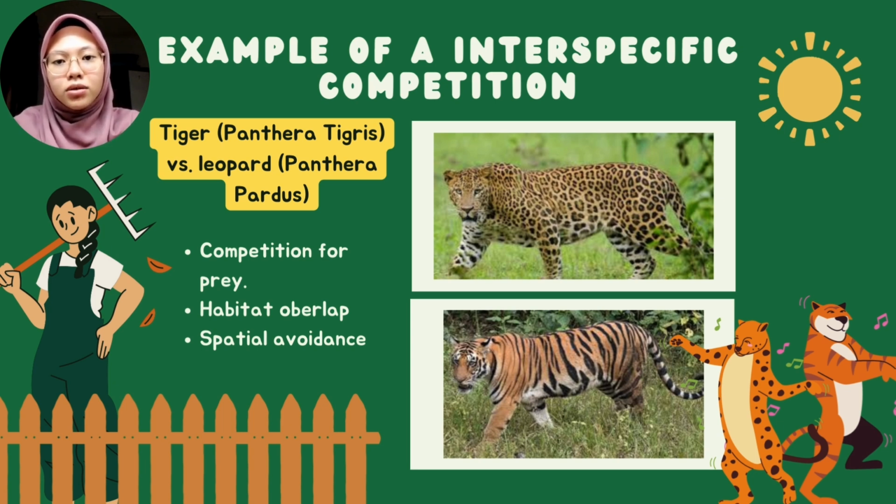Being in the same region also led to spatial avoidance, with leopards often avoiding areas occupied by tigers to reduce the risk of direct confrontation.